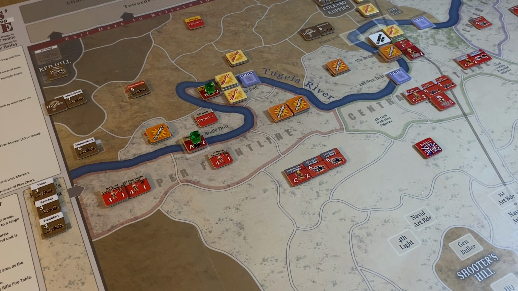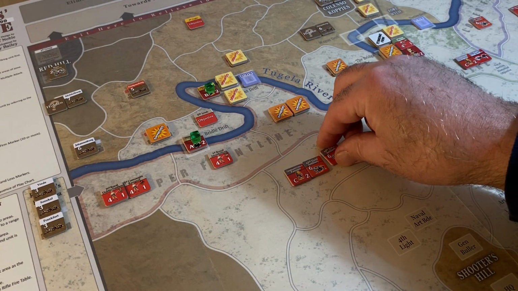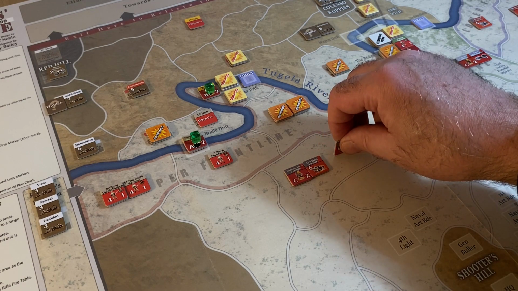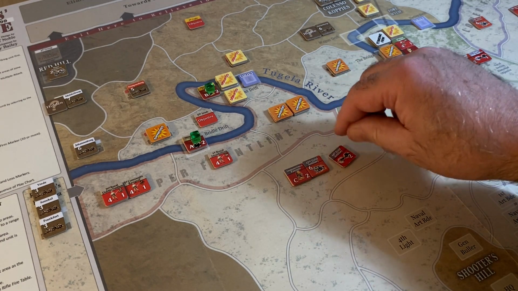Right, here we are. A battery may only unlimber if the leader has reached the area where his objective marker is placed. To unlimber a battery, use one movement point. To limber a battery takes a whole segment. So yeah, what I would have to do here is flip that over.